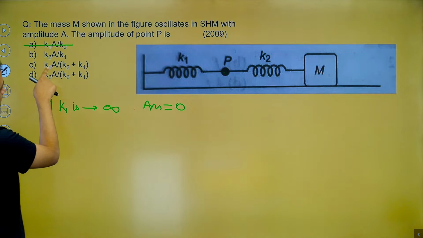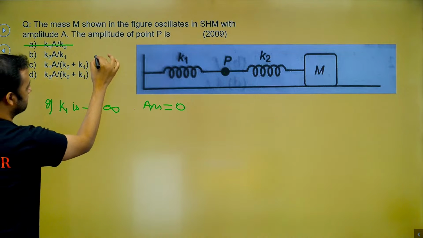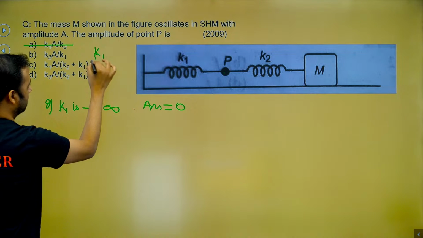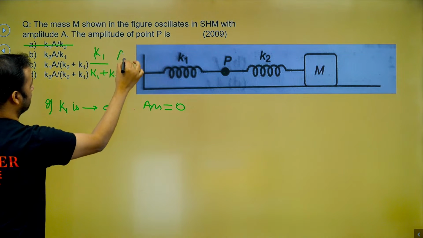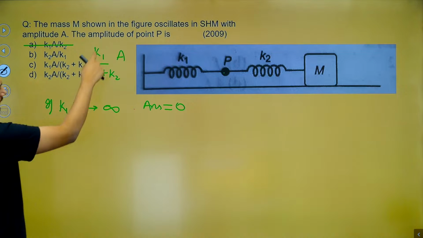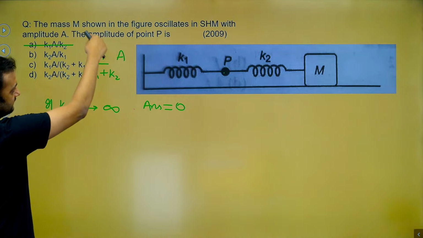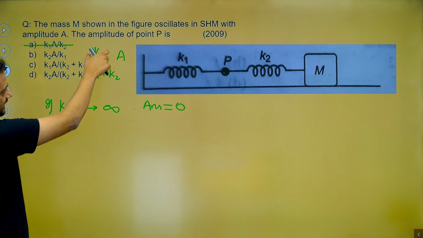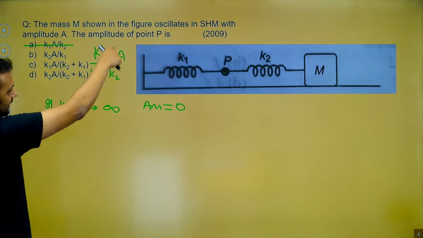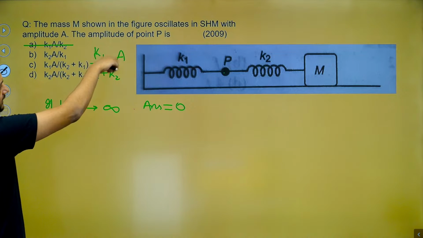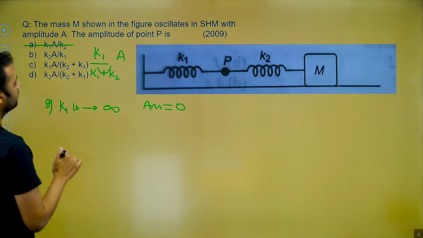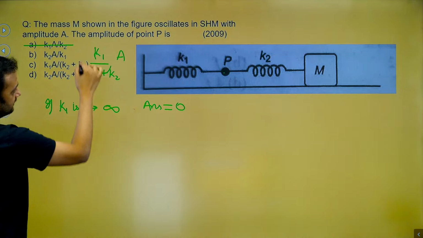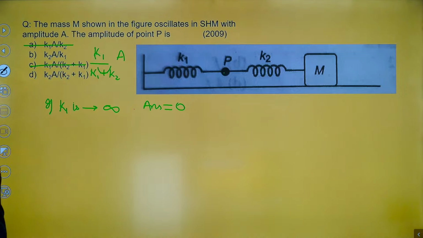Now check option C, which is K1 upon K1 plus K2 into A. If you put K1 as infinity, you can see that this fraction will tend to 1, because this will be a very high value, and this will also be a very high value. So this value is tending to 1. So again, this is wrong, because we don't want this to tend to A, we want it to tend to 0. So option C is wrong.